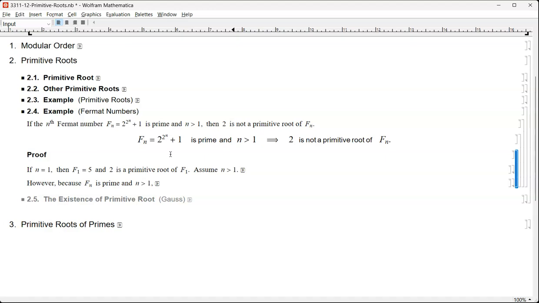As for this proof, okay, let's try. If n is 1, F1 is 5. In this case, 2 is a primitive root of F1. So we have to start from n greater than 1.